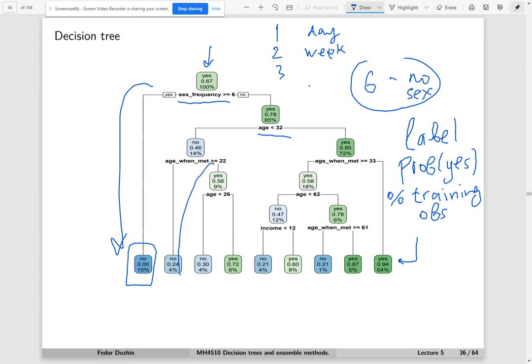Or maybe it's better to look at this. Say if age is below 26, then they are more likely to not be married. If age is above 26, they are more likely to be married, and so on. So what I want to say is that this decision tree makes perfect sense. It is consistent with our common sense.